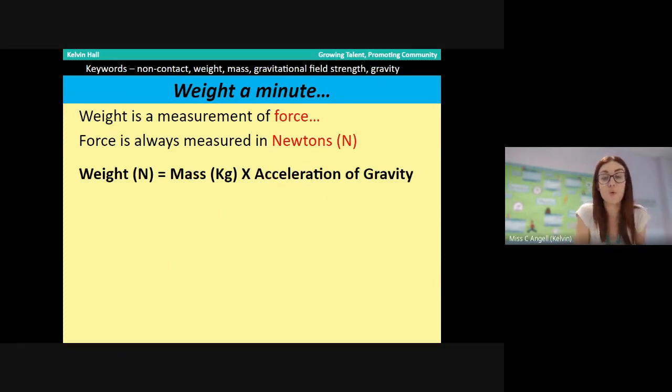We now know weight is a measurement of force and we measure it in something called newtons. The same way that we measure time in seconds, but we measure force in newtons. On your piece of lined paper, can you please write down this calculation because you're going to need it today. Weight equals mass times acceleration of gravity. Your teacher can pause here just to give you a little bit of time.